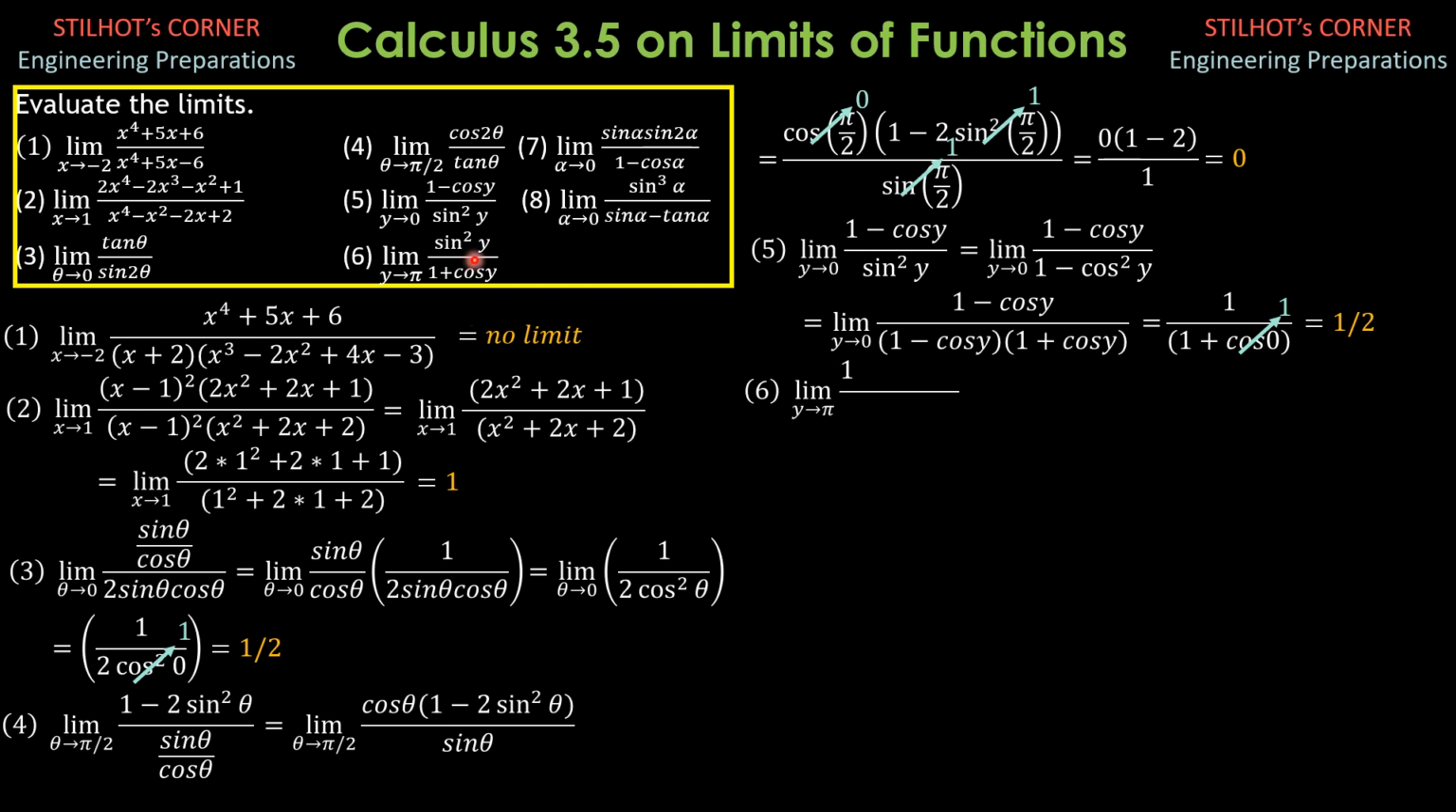Number 6, limit of sine square y over 1 plus cosine y as y approaches pi. As y approaches pi, cosine of pi is almost negative 1, or in fact, cosine of pi is negative 1. So we have a denominator that approaches 0. The numerator is 0 because sine of pi is almost 0 also. So we have an indeterminate form. Let's find a way to get rid of this indeterminate form by replacing sine square y by its identity 1 minus cosine square of y, which is now this one.